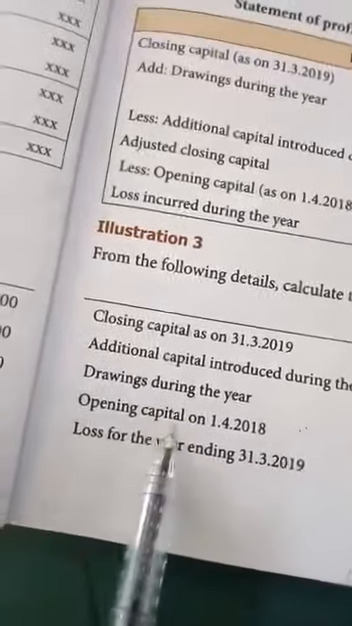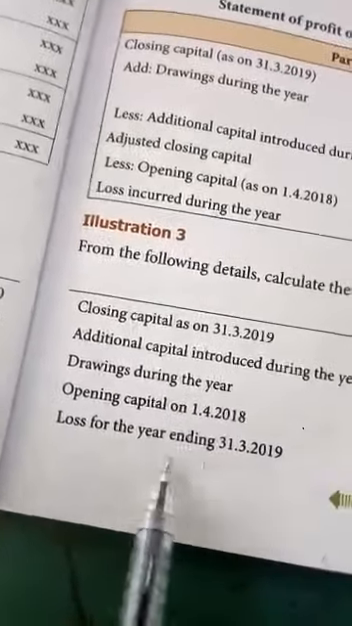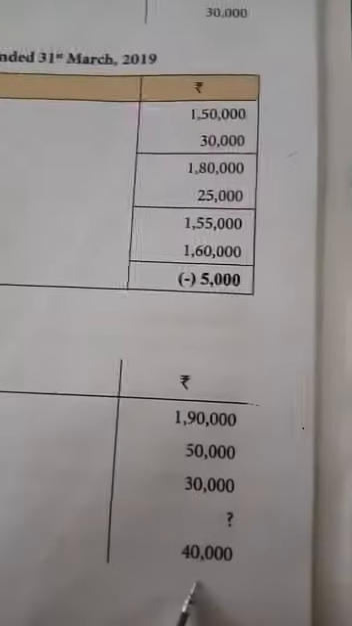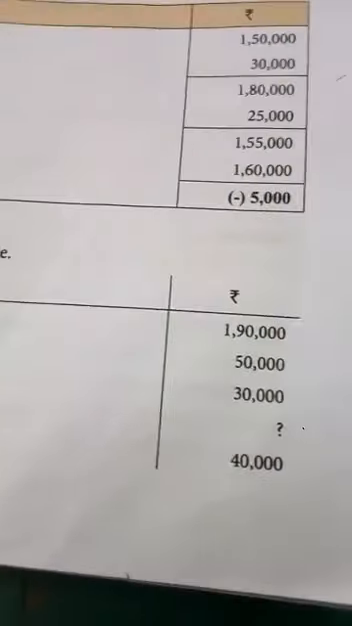So we have to find opening capital. And the loss for the year ending 31/3/2019, 40,000. So let's see the solution for this.